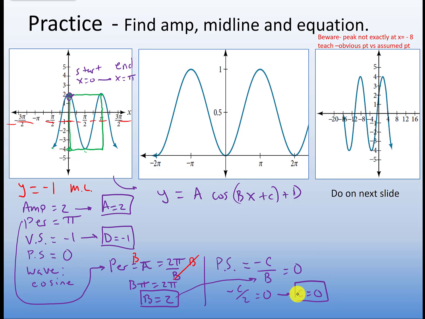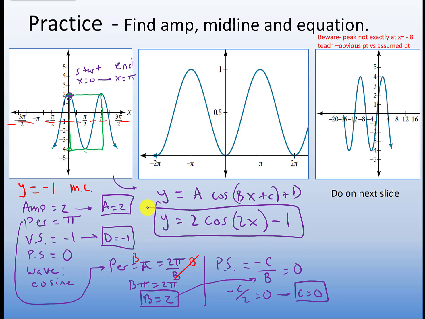So now we've got all 4 parameters, so we can just plug in everything. Y equals 3 cosine, b is 2x. C, we don't need a c. And d is -1. And that is the equation of the first graph.